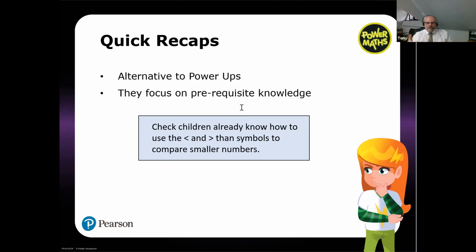So here's a very quick recap in the teacher guide now, which basically says, check children already know how to use the less than and greater than symbols, to compare smaller numbers. It's a very, very quick check, so that you as a teacher spend 2 or 3 minutes, instead of doing the power up. You just say, we're going to order numbers with 4 or 5 digits, and I just want to make sure they understand how to use the symbols before we do those larger numbers. So in other words, it's just making sure that they've got that prerequisite knowledge.